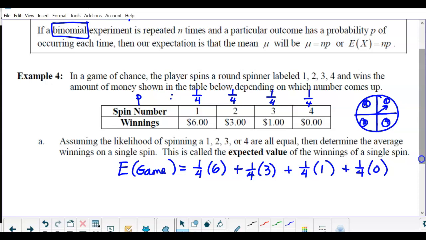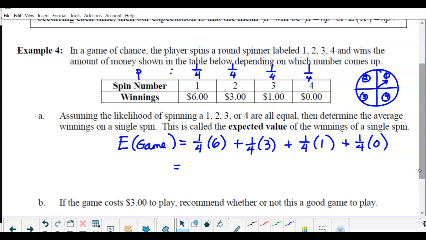If you just took the average of all of these, would you get the same thing? That would be 9, 10, right? But let's wait till we actually get there. So let's calculate that. They all have a denominator of 4, so that's 6 plus 3 plus 1. That's 10 out of 4, which is $2.50. Right? This is money.